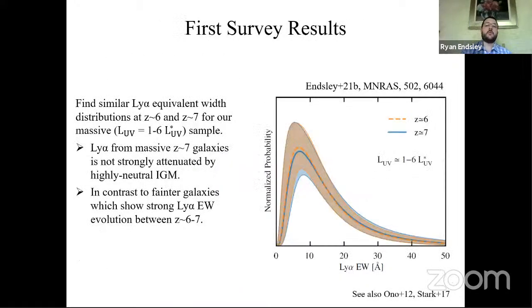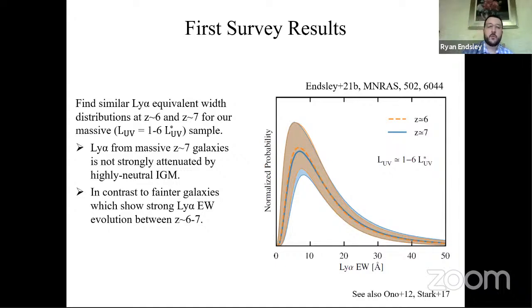From these initial results, one of the things we found is that the Lyman-Alpha equivalent width distribution of our massive redshift 7 Lyman bright sample was similar to that of our redshift 6 Lyman bright sample that we targeted simultaneously. What this means is that the Lyman-Alpha emission from massive redshift 7 galaxies is not being strongly attenuated by the highly neutral IGM. This is in contrast to the Lyman-Alpha evolution seen in fainter systems, which does show a rapid decline consistent with what you would expect in a neutral IGM.